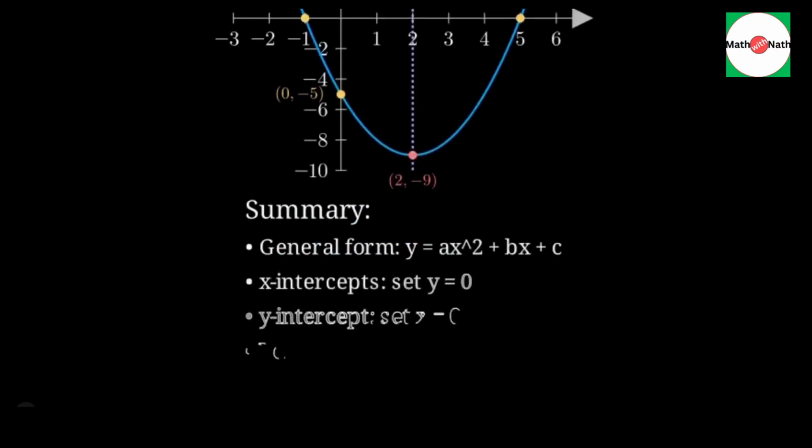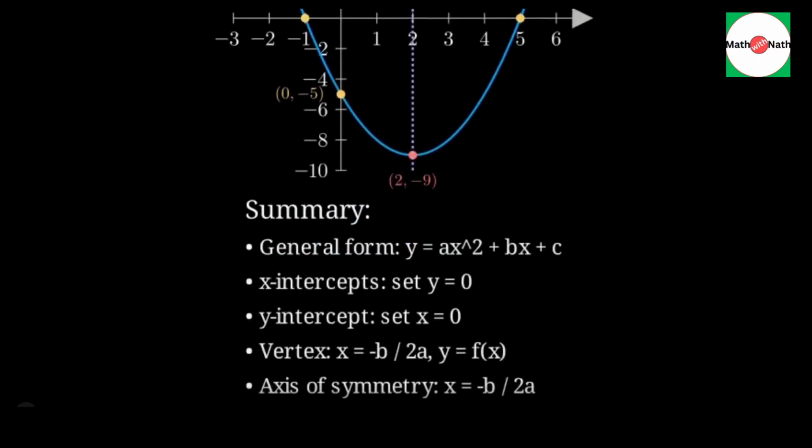To summarize, we started with the general form, then found the x-intercepts by setting y to 0, the y-intercept by setting x to 0, and the vertex using negative b over 2a. Finally, we graphed the parabola and clearly saw the axis of symmetry.